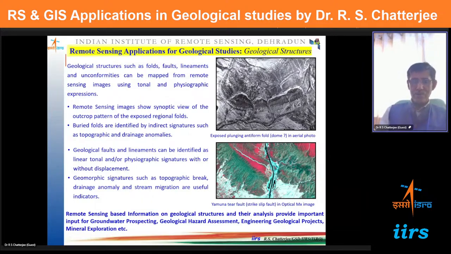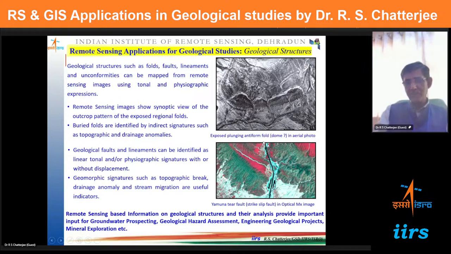I'm not going into what the different kinds of anomalies are, but essentially there may be a topographic high when there is an anticlinal fold, or a topographic low when there is a synclinal fold. Okay. Now there are other geological structures like faults and lineaments. Lineaments consist of fractures and joints.